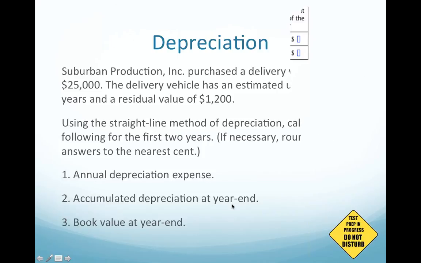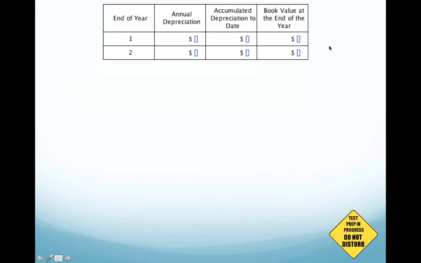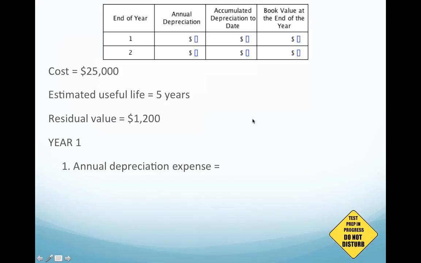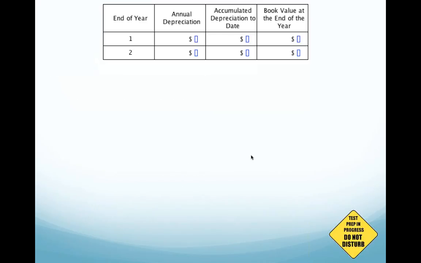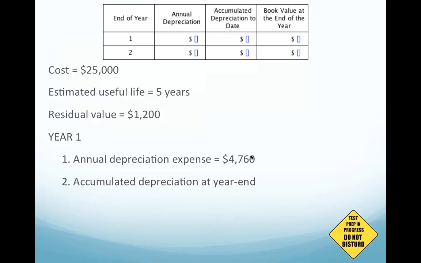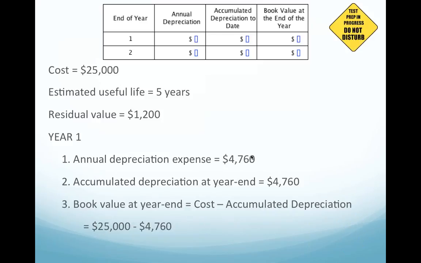Annual depreciation, accumulated depreciation, book value. Okay, so these are all the values that we're going to be looking for. When we finish with our annual depreciation, we use our formula, cost minus salvage divided by estimated useful life. And then that gives us 4,760. So congrats, everybody was right about that one. The book value is going to be the cost minus accumulated.